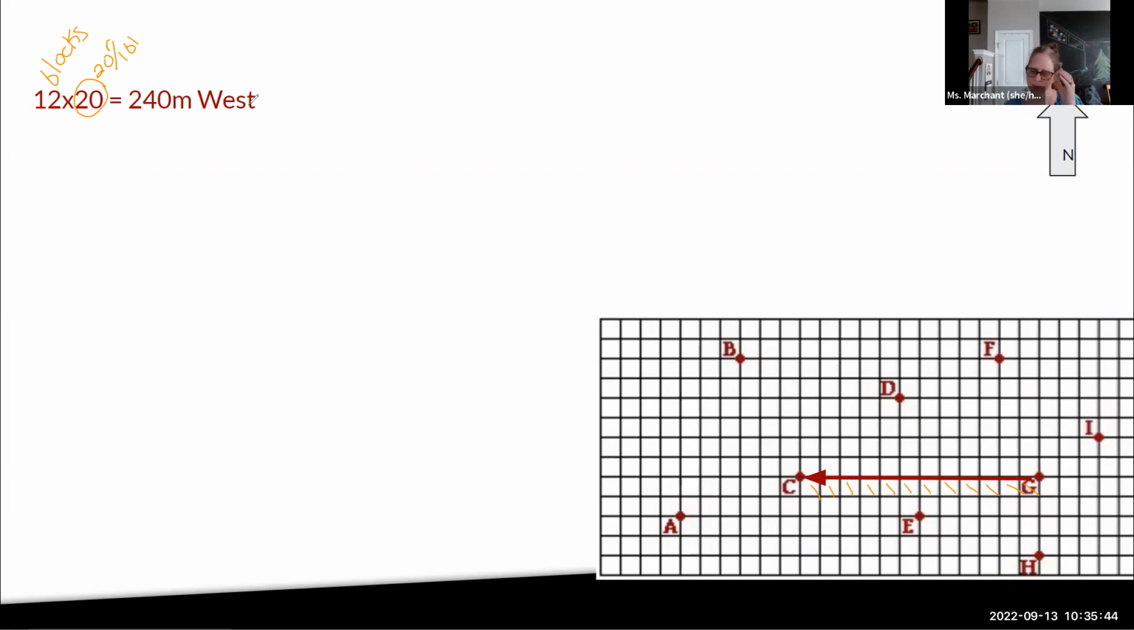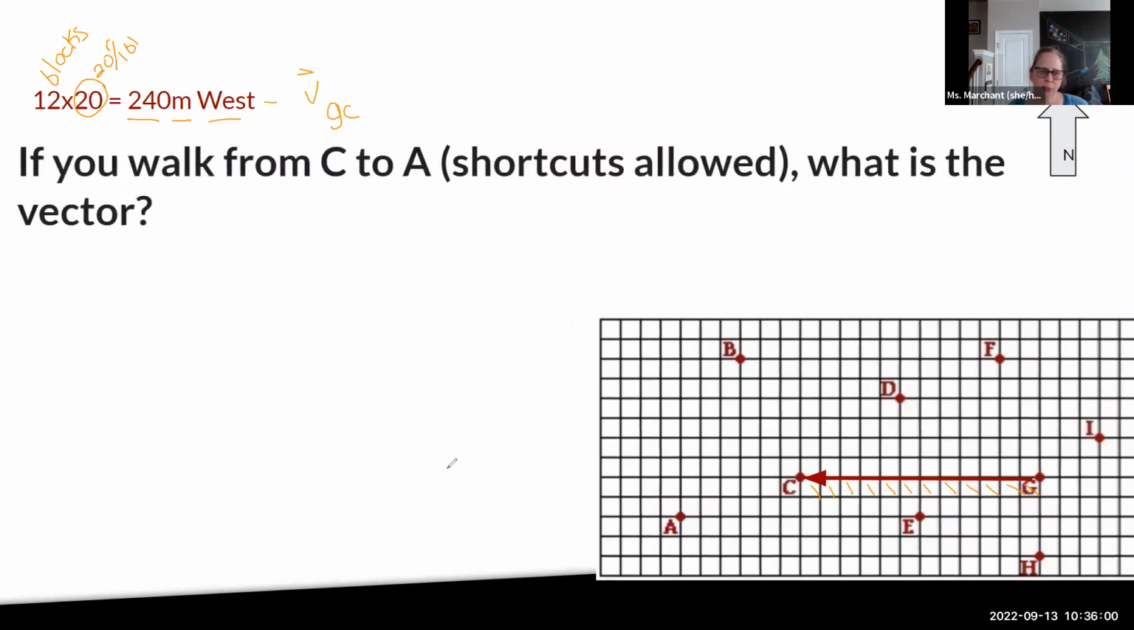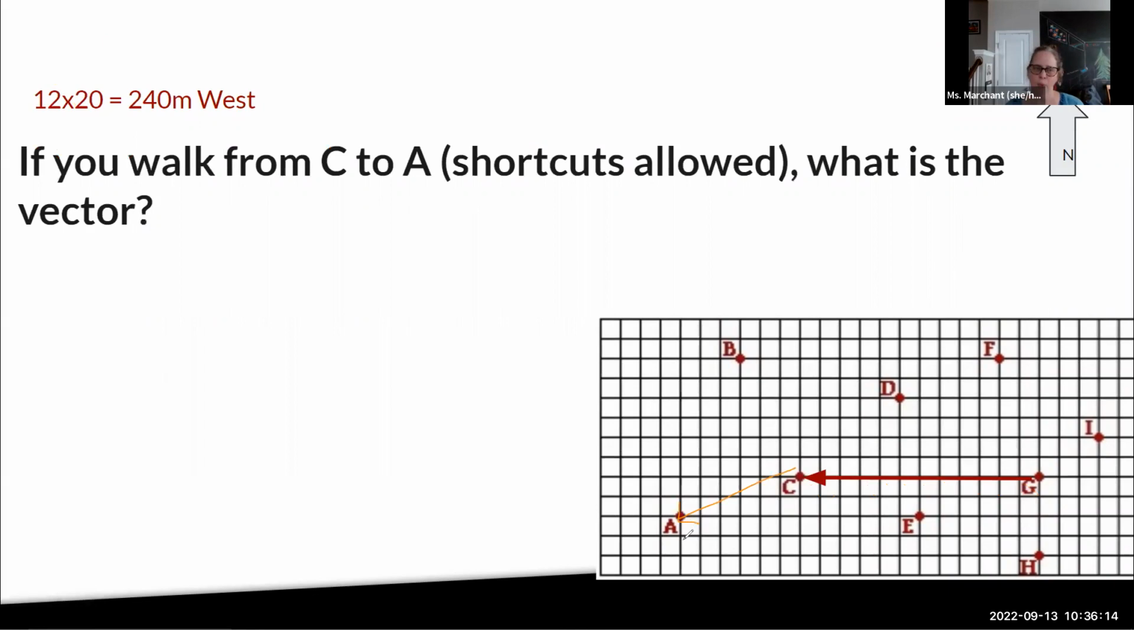So we know we're first going to start with vector GC, and that is going 240 meters west. Magnitude, units, direction. And then it says, if you walk from C to A, shortcuts allowed, what is the vector? So C to A, that would be this vector here from C to A. What did it mean by shortcuts allowed? It meant that you don't have to stay on the path. You just want the displacement of C to A.